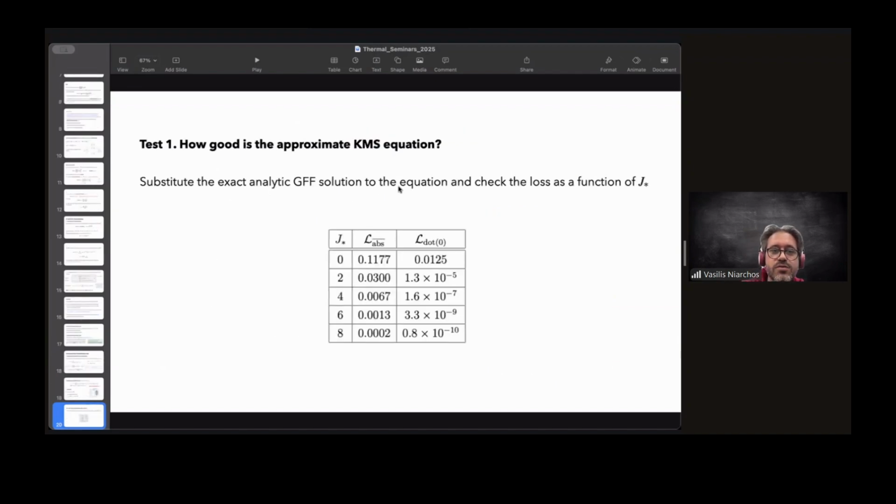Let's do a first test. How good is the approximate KMS condition? Because I did an approximation in the discontinuity part. So let's substitute the exact analytic GFF solution into the equation and check the loss as a function of J star. Now you can see if I do this absolute loss, then as I increase J star, indeed it goes down. If I do the dot loss, here you can see more explicitly how quickly the angle goes to 0. Very quickly it goes to the order of 10 to the minus 10. So J star equals 8, for example, looks like a very good approximation.